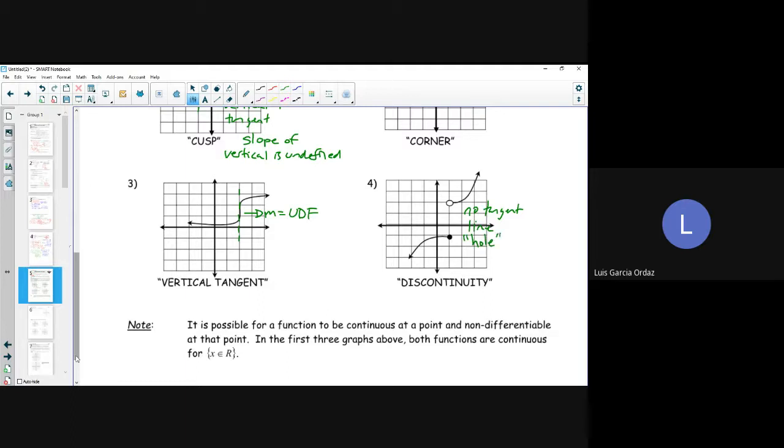If we have a curve that doesn't have any vertical tangents, we should be able to draw a tangent line at every specific x value. If we can't do that, then we are not able to differentiate it. So it is possible for a function to be continuous at a point and non-differentiable at that point. In the first three graphs above, both functions are continuous for x an element of all real numbers. But although it's continuous, because of the characteristics that it has, we cannot find the derivative for these specific examples.